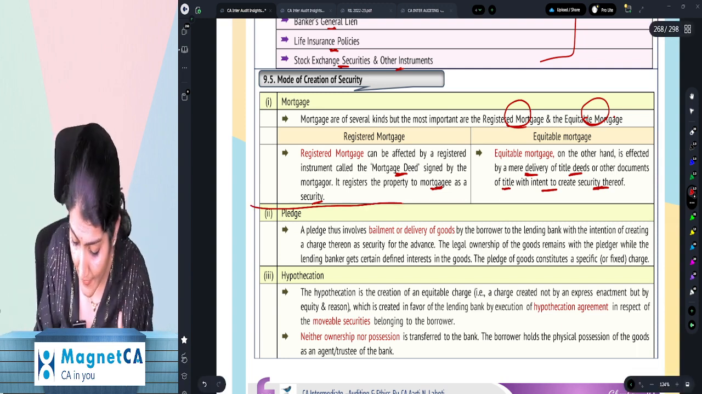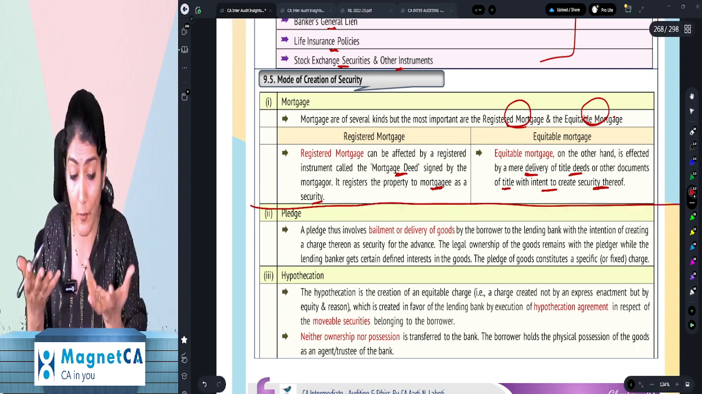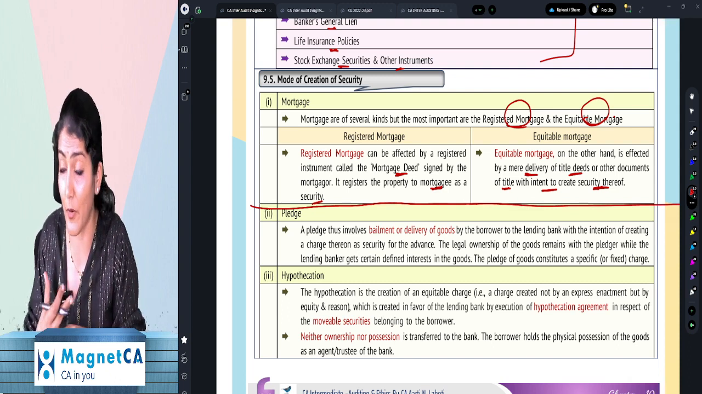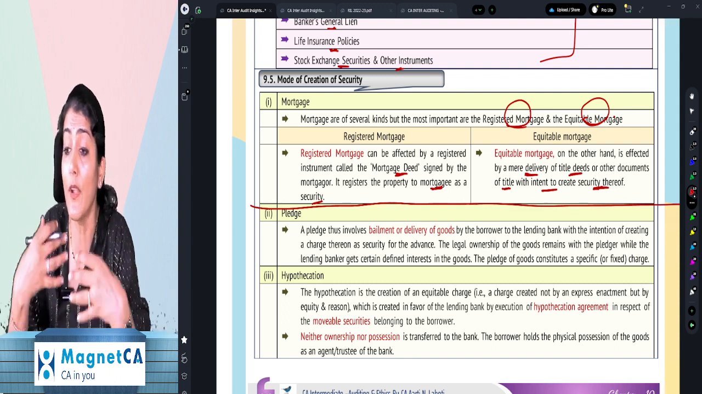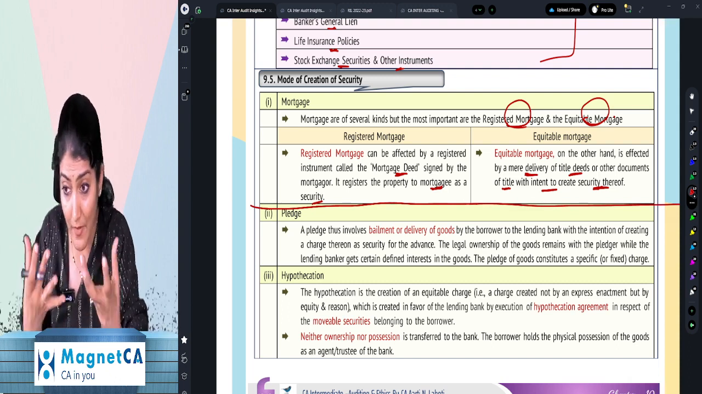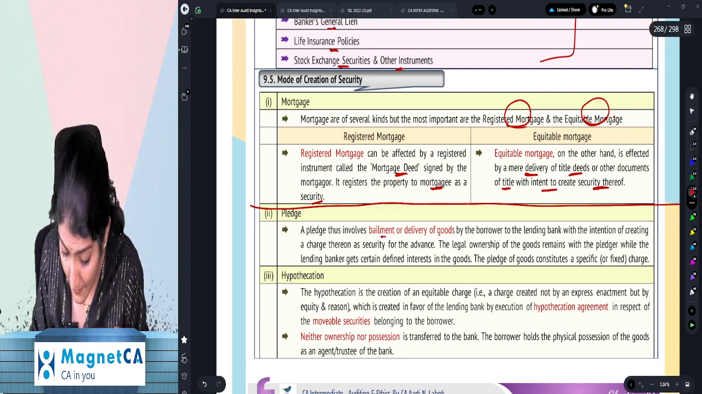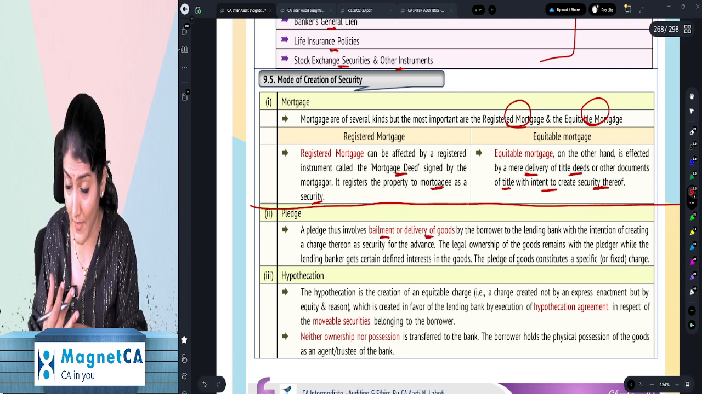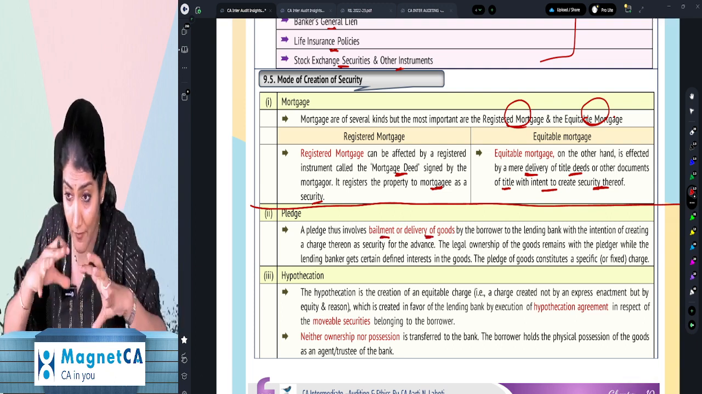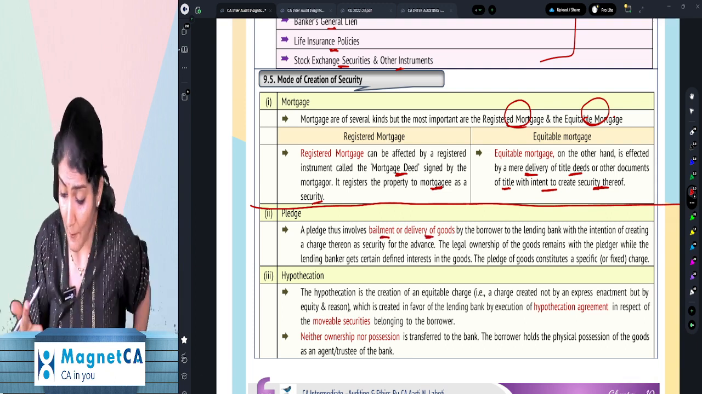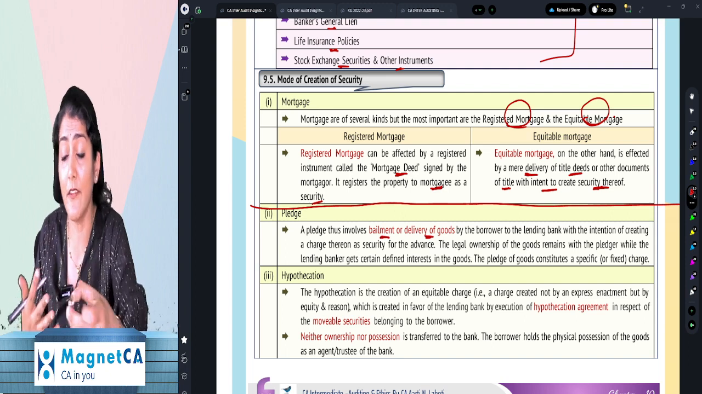Right. Then after that, say I want to take a loan from the bank by giving my gold as a security. Now in this case, what happens? The ownership of the asset, what does it say? Bailment or delivery of the goods. Does the ownership of the asset go to the bank? No. But is the possession of the security with the bank? Yes.